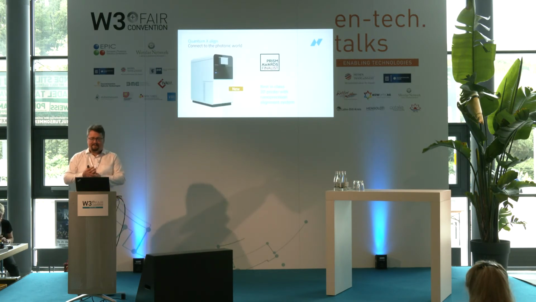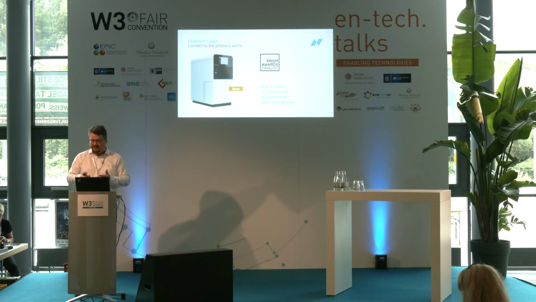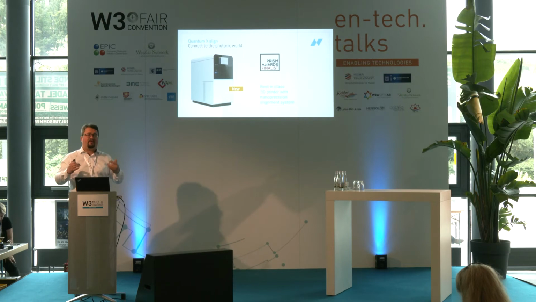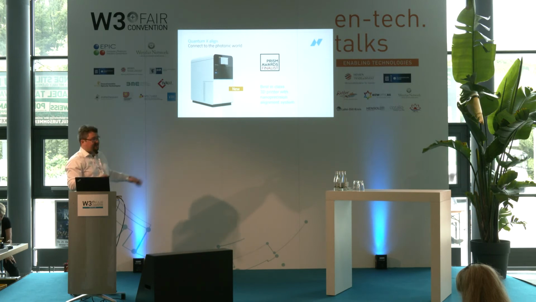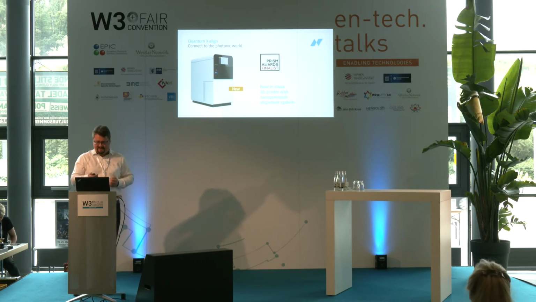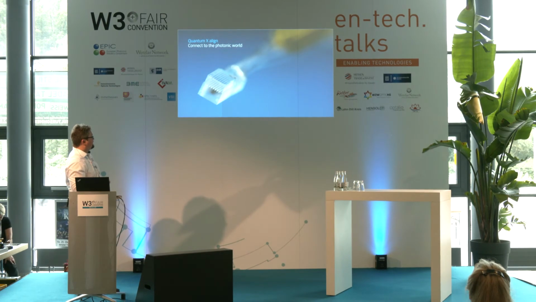Okay. Now I'm coming to the second part of my talk, where I'm going to introduce a new system that we've built. All that you've seen has been done actually on our established machine, the Photonic Professional GT and GT2. But for the next couple of minutes, I want to talk about a new machine that we recently launched called the Quantum X Align. And in this machine, we have integrated this whole marker alignment and printing in place into automatic processes. So first example I'm going to talk about is printing on fiber arrays.